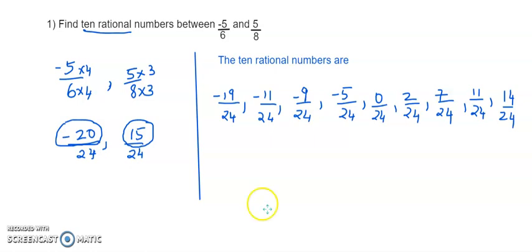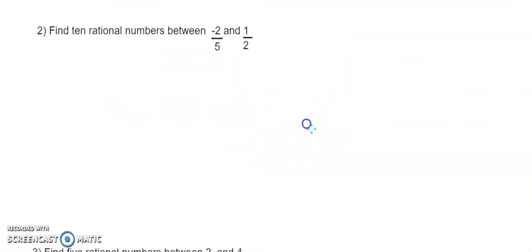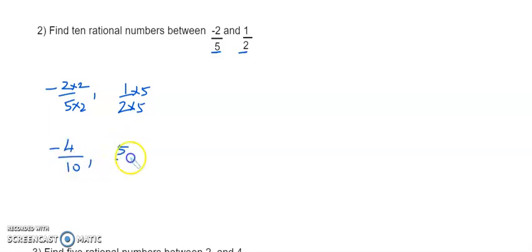Okay? Let's take the next one. Negative 2 over 5 and 5 by 2. So again, it's unlike fractions. So first let's make it like fractions. So what are the denominators? 5 and 2. What is your LCM? 10. So I'll multiply the first fraction by 2 and the second fraction by 5. So my fractions will change to negative 4 over 10 and 5 over 10.